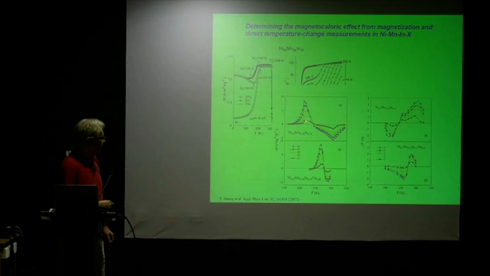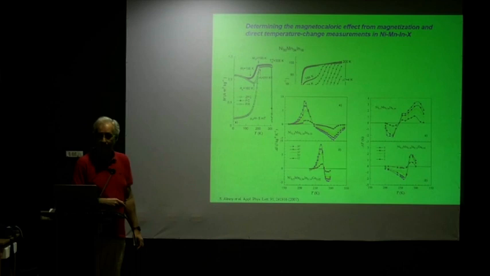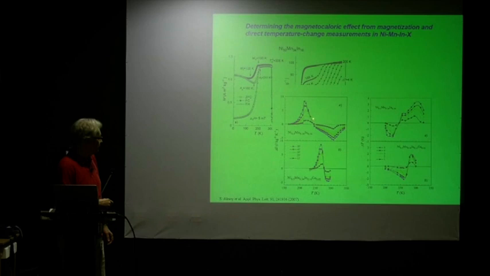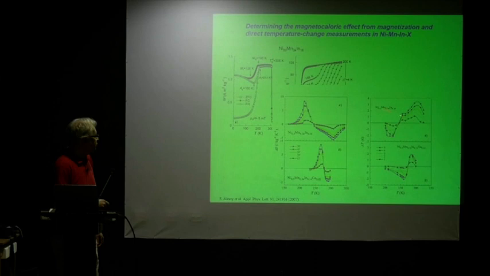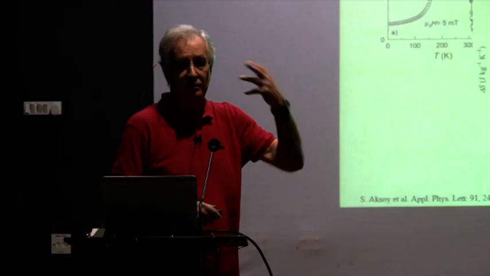And these two, you see, they correspond to one another very nicely. You have the positive entropy change, which corresponds to an inverse magnetocaloric effect, and then you have the negative entropy change, which corresponds to the positive temperature change. And they peak close to regions where you have a maximum change of the magnetization with respect to temperature.